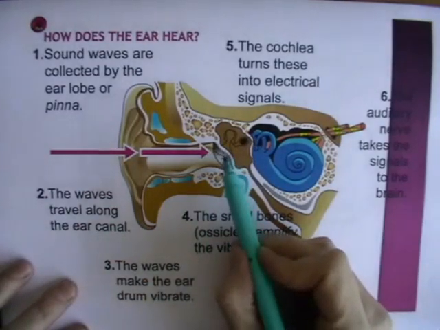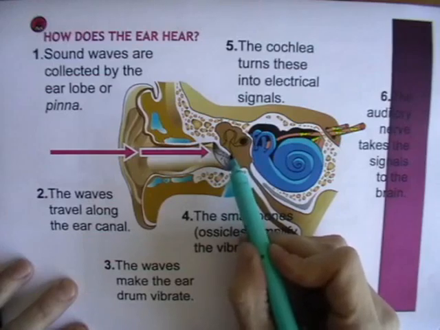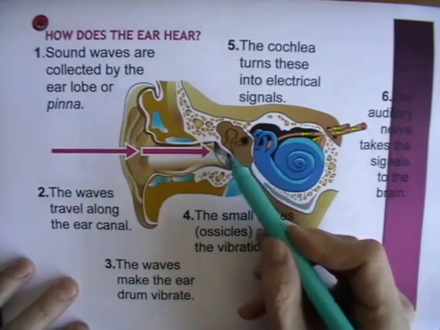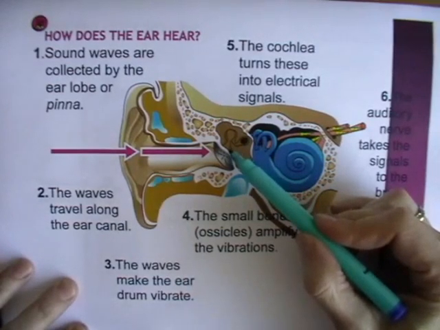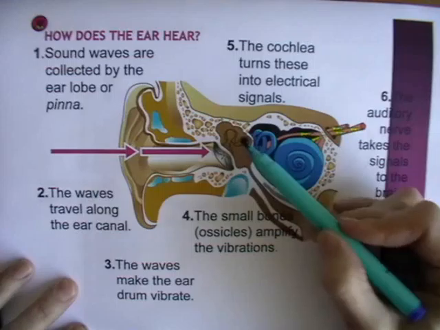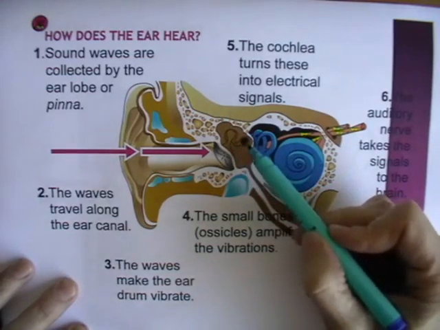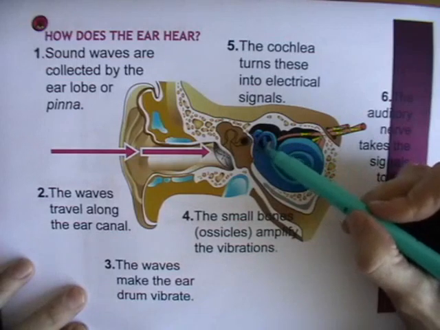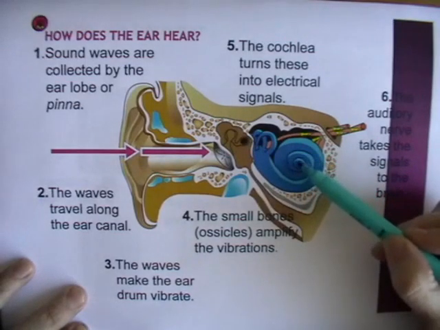The waves make the eardrum vibrate. So the eardrum's just like a very thin skin here. It vibrates. On the other side of it are these tiny bones. They're affectionately known as a hammer, anvil and stirrup. And as the eardrum vibrates, they vibrate as well. They amplify the oscillations. That causes a vibration in this liquid, in this inner organ, which is called the cochlea.